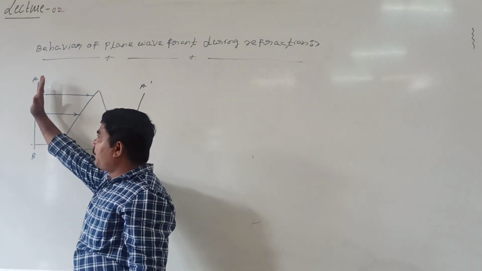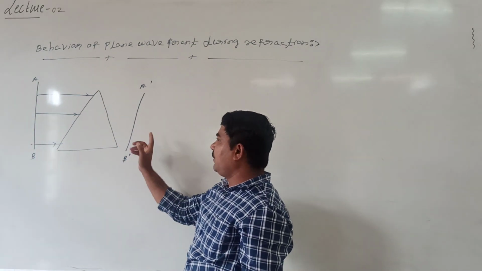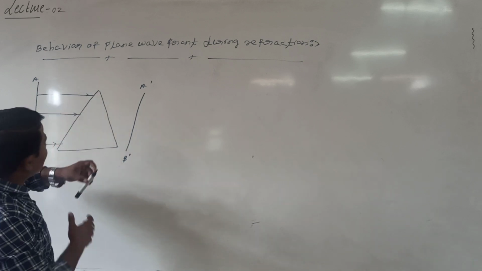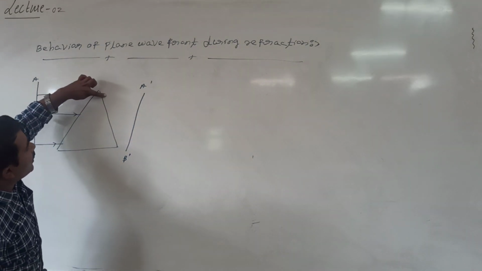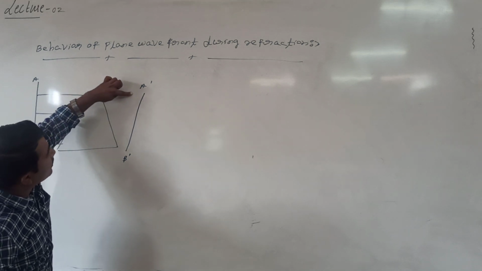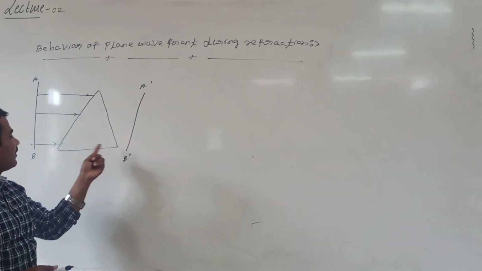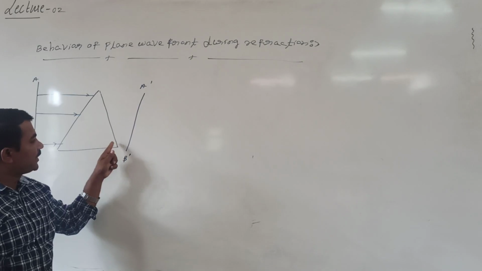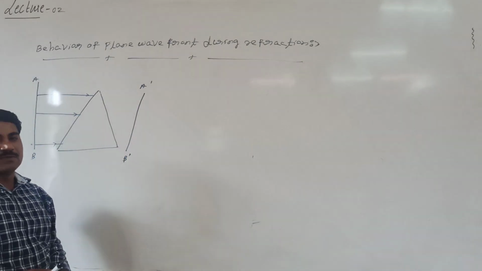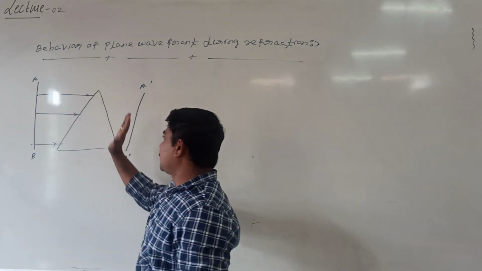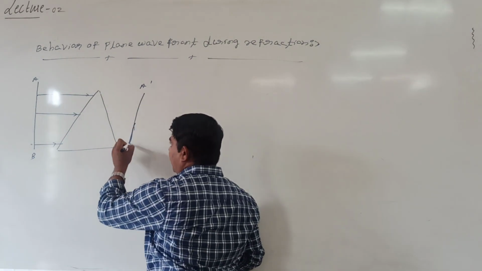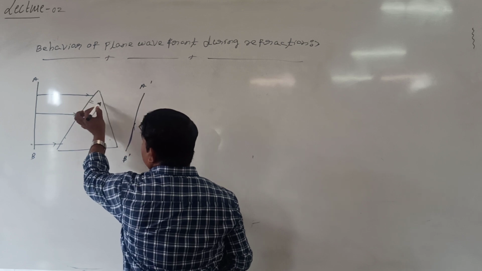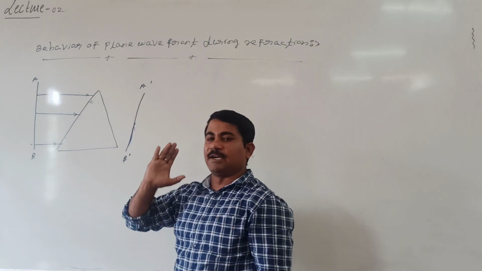See here, the position of the wavefront is like this. After refraction, the wavefront will come like this. The reason behind it: when this plane wavefront is incident at the thicker region, it travels a longer distance in the denser medium. So the lower portion of the wavefront travels a longer distance in the denser medium and gets a little bit tightened. Here the wavefront travels a lesser distance in the medium, so it gets a little bit of bending.